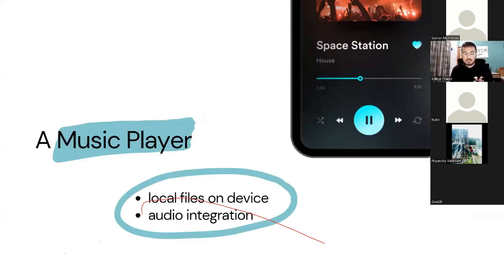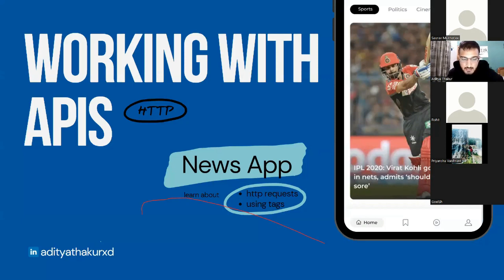Then you can move into something where you work with certain files on your mobile device. So I would recommend building something like a music player, so that you get to know how local files on a device can be managed. Audio integration, like you would learn how to use these services. Like with Android, if you want to run music on an Android system, you'll have to set up configuration for that. After this, I want you to move on to working with APIs.